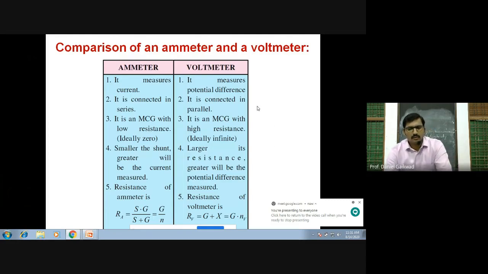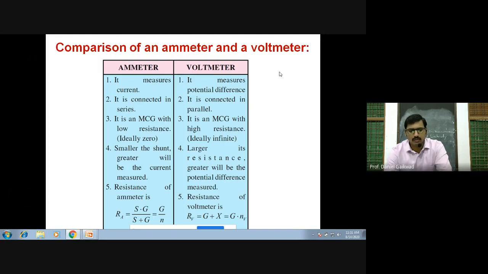So here we have the comparison of ammeter and voltmeter. In the last lecture we already discussed the conversion of galvanometer into ammeter as well as into voltmeter. Now check the points of difference. Number one, we already know the ammeter measures the current, and the voltmeter measures potential difference.